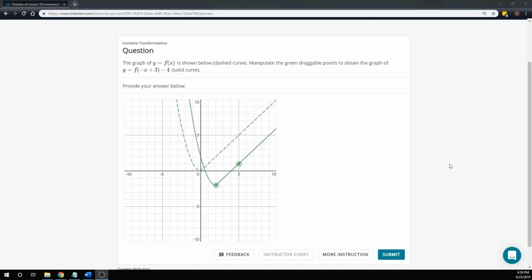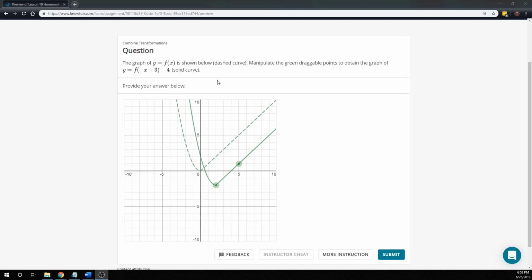In this video, we're going to talk about how to work this problem from Newton on function transformations. So it says the graph of y equals f of x is shown below the dashed curve. Manipulate the green draggable points to obtain the graph of y equals f of the opposite of x plus 3 minus 4, the solid curve.